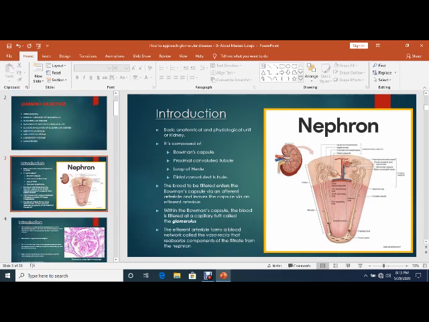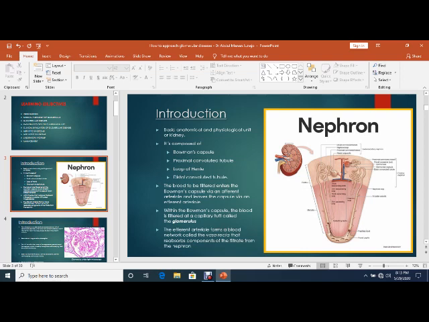So, as you know, this picture of the nephron, it is the basic anatomical or structural and functional unit of the kidney. It is composed of Bowman capsule, proximal convoluted tubule, this is a picture, loop of Henle, and the distal convoluted tubule. These are the parts of the nephron.